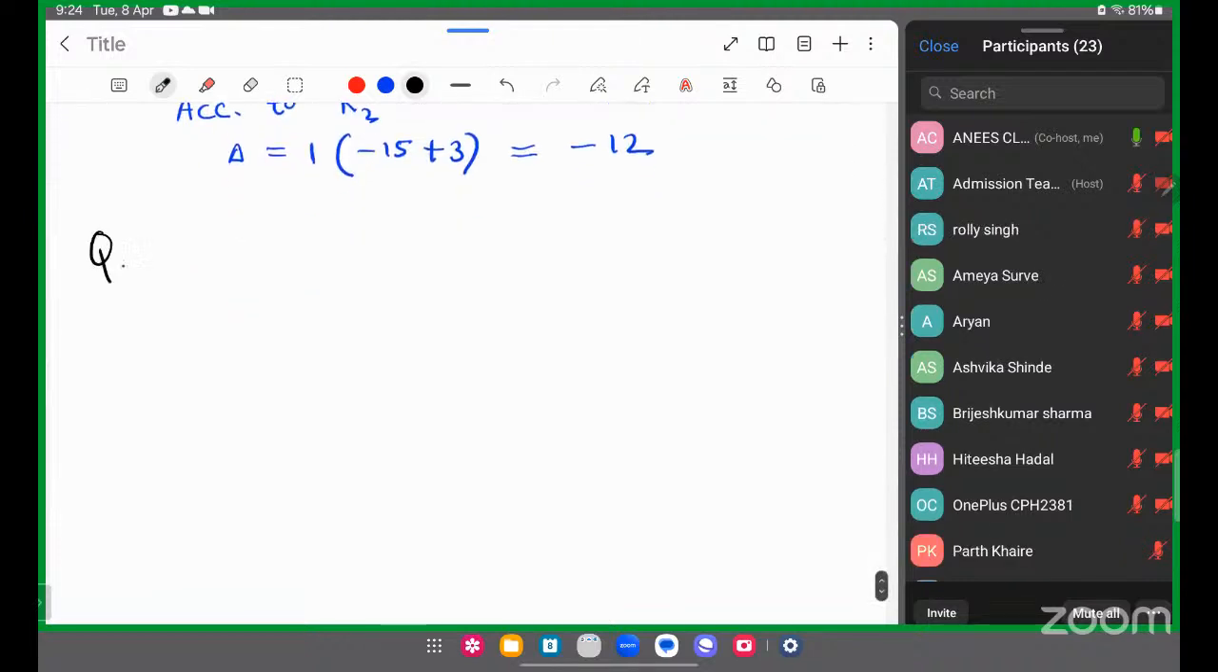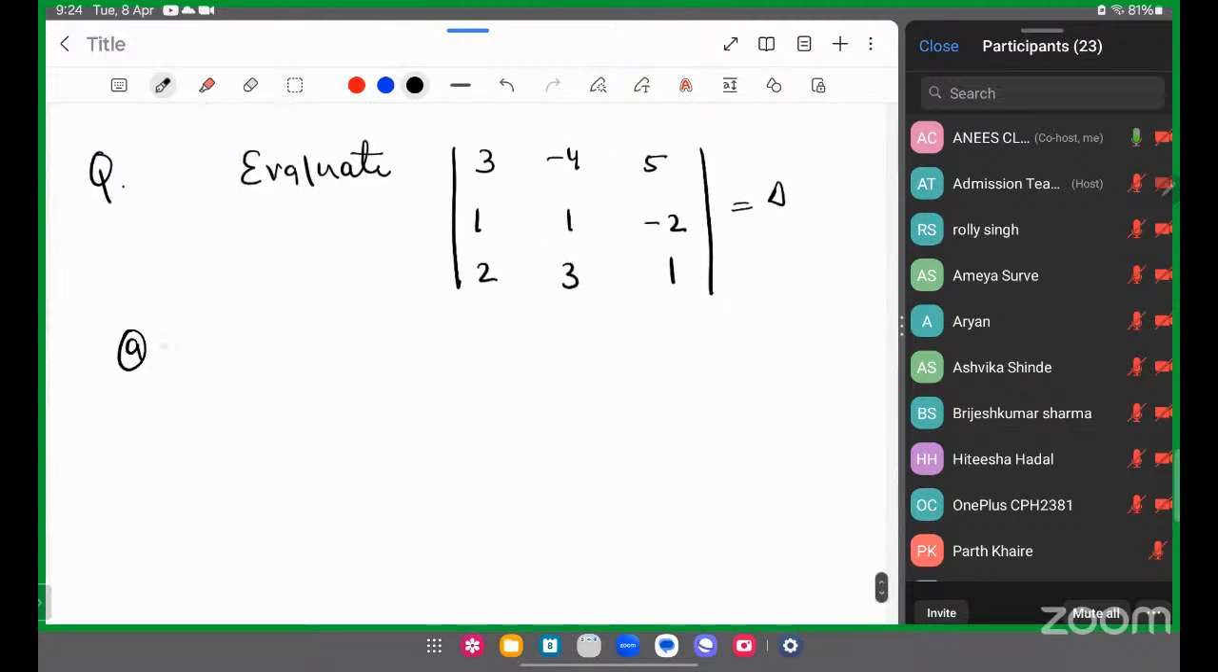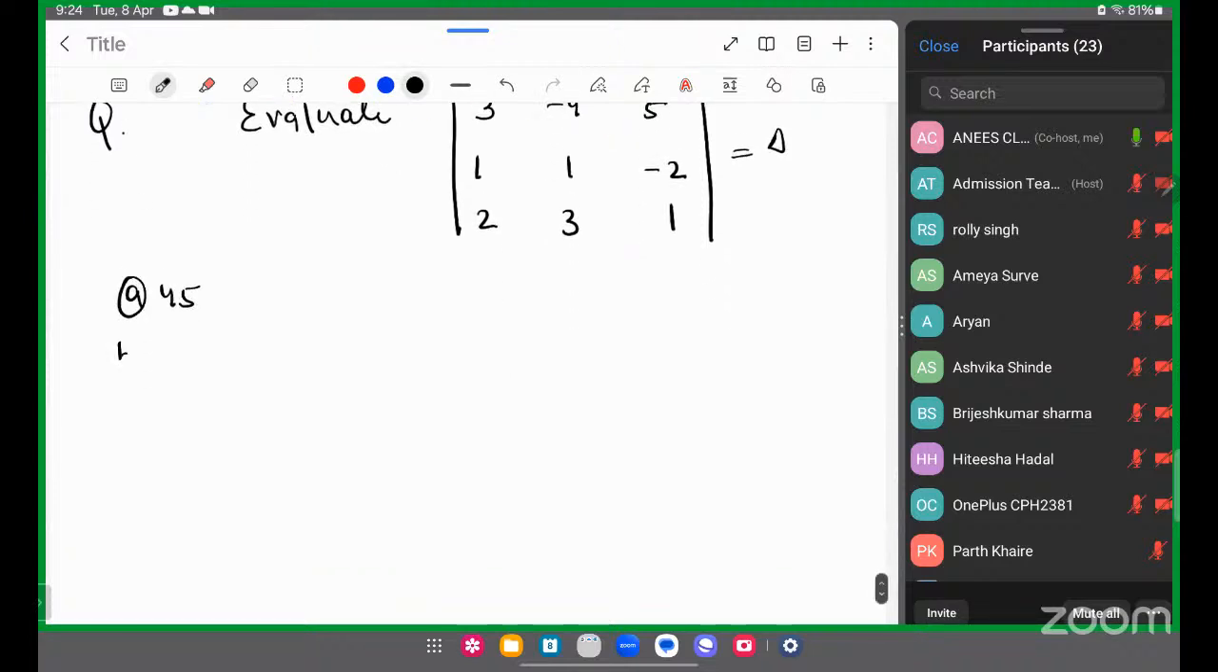Okay. Next question we have. Again, we have to evaluate the determinant 3 minus 4 5, 1 1 minus 2, 2 3 1. What will be its value? Options are 45, 20, 46, 14. How will you solve it?